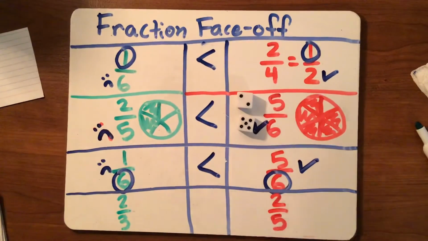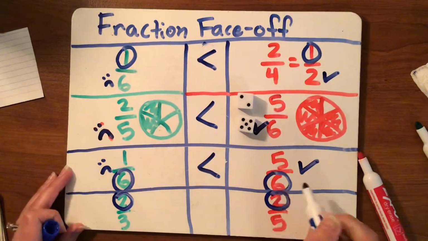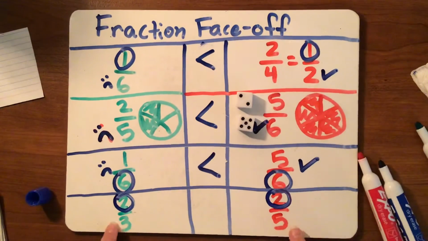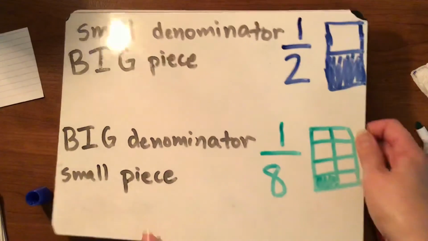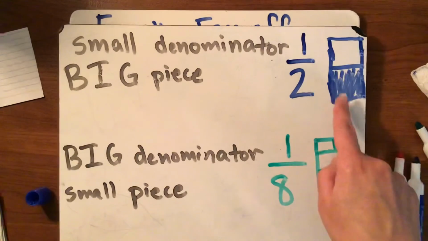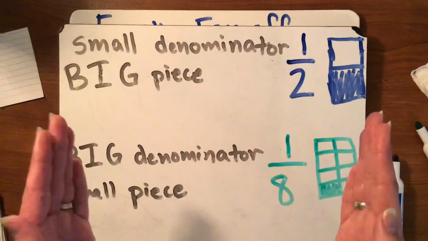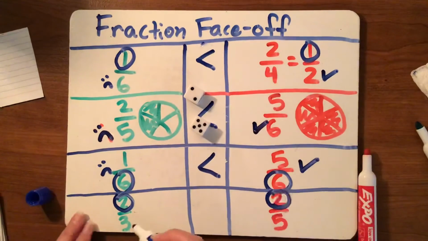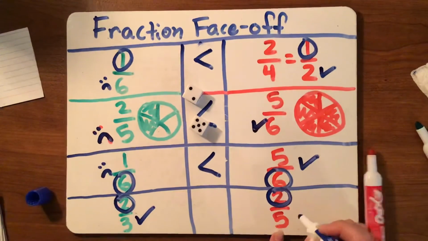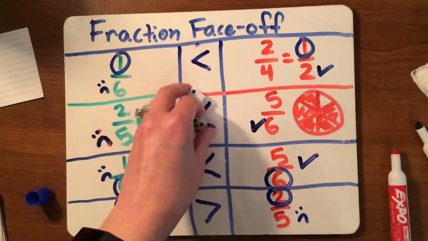So, can we circle what's the same? Yes. I have a 2 and a 2. Now I need to look at my denominators. If I have a small denominator, my pieces are bigger. If I have a big denominator, my pieces are smaller. Small denominator, big piece. Big denominator, small piece. So between 3 and 5, which one's smaller? 3 is smaller, but my pieces are bigger. 5 is bigger, but my pieces are smaller. So 2/3 is greater than 2/5.